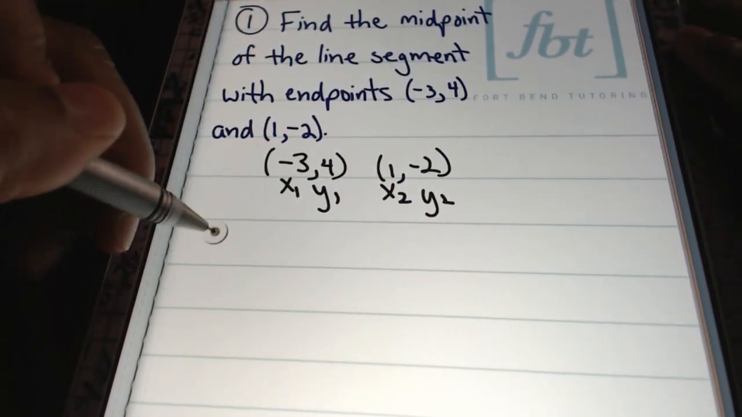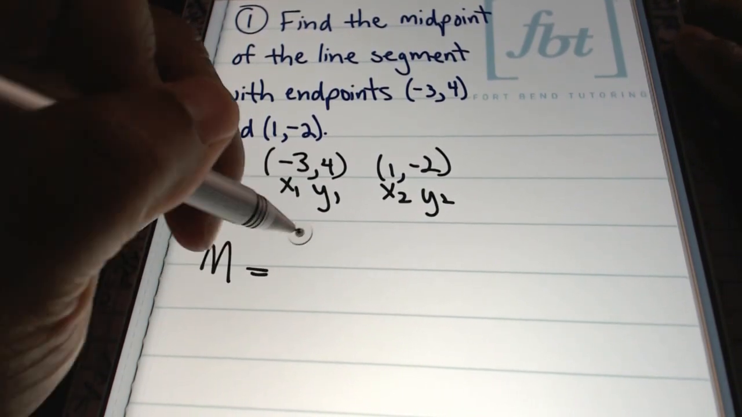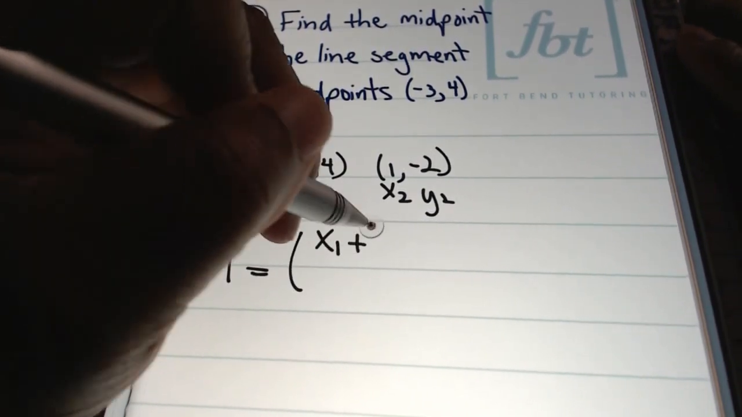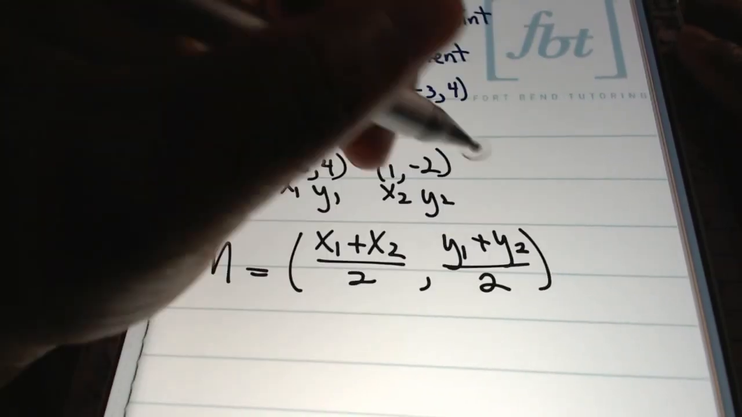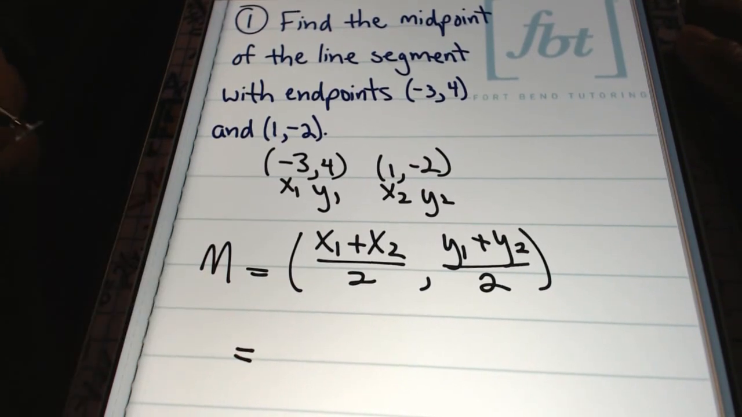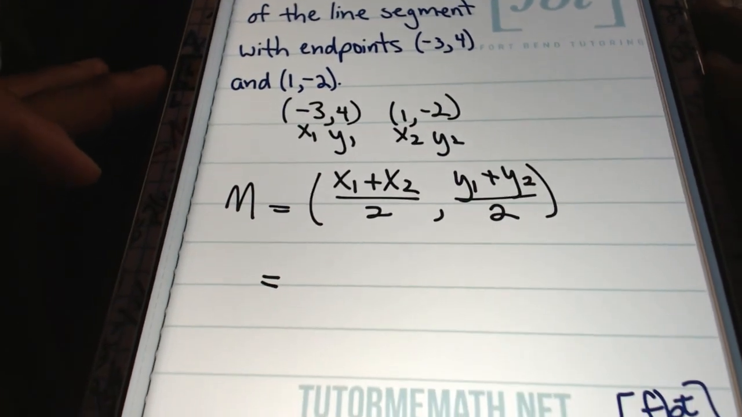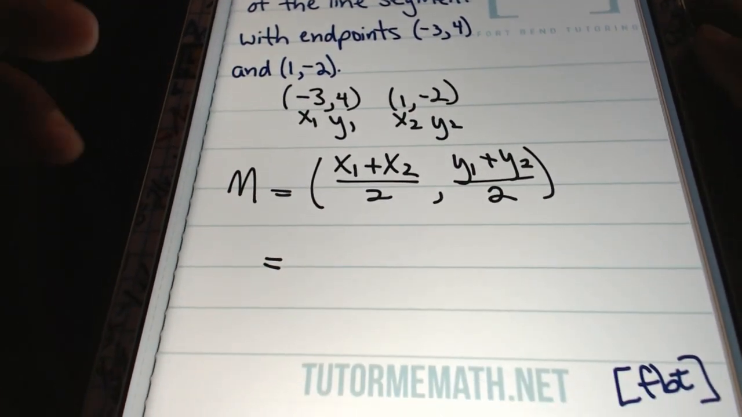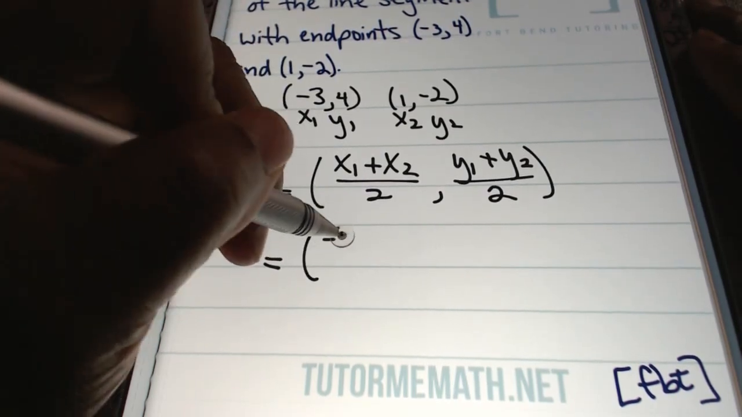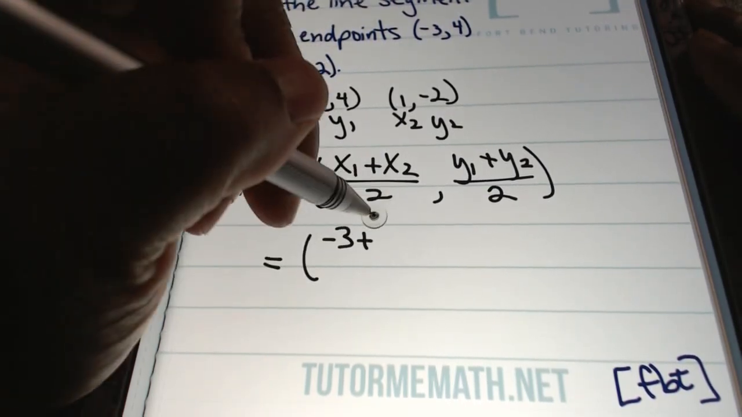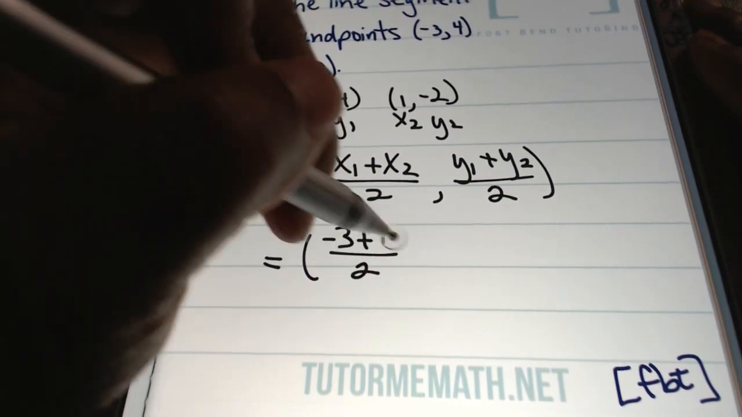What you will do next is write down the formula. The midpoint formula is x1 plus x2 divided by 2, comma, y1 plus y2 divided by 2. The whole point of you labeling these points is so that you can quickly identify what values go where. So at this point, I'll be replacing my x1 value with -3. I'll be replacing the x2 value with 1. I'll then be dividing by 2.